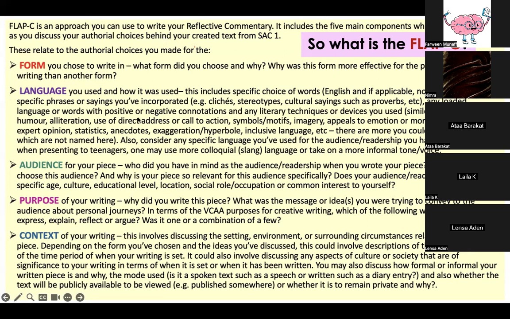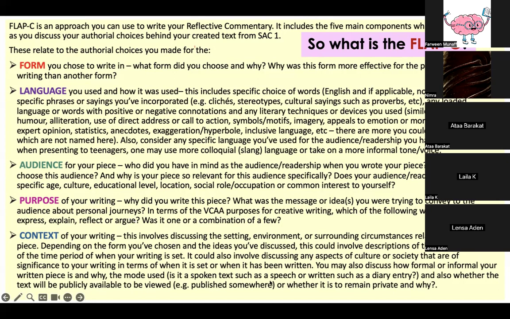Okay, I've got the 10-minute timer coming up. So was it one or was it a combination of the few is what we're really trying to talk about here. Remember, if it's more than one, you just state what it is and then you explain why it was express or why it was reflect or why it was argue. That is something important to bring up under the purpose of your writing, because obviously this is something that VCAA have included in the study design on the next slide.